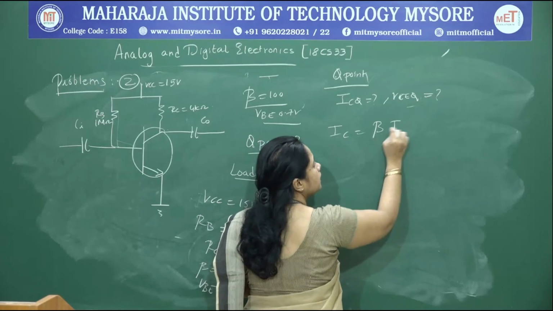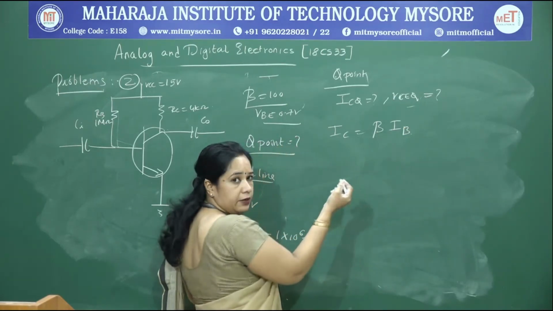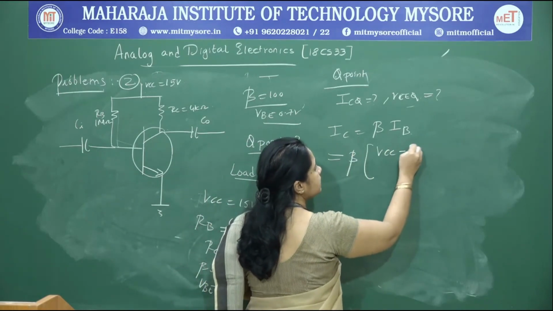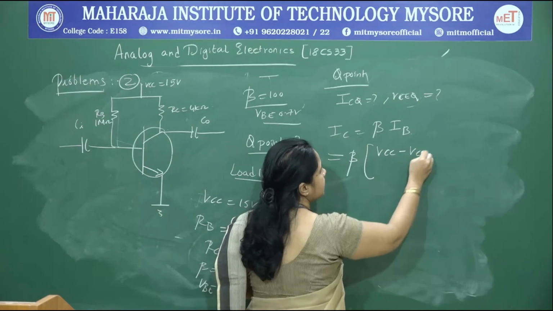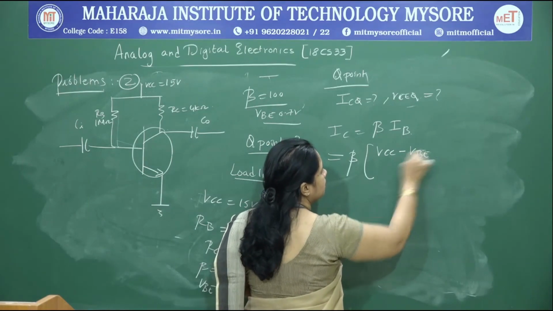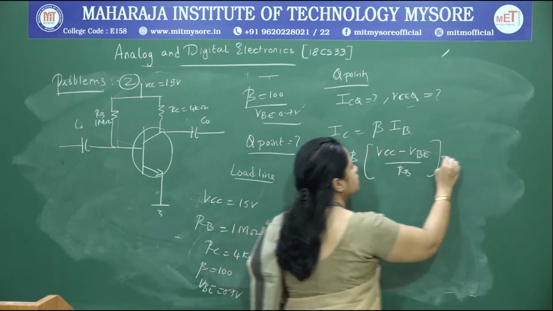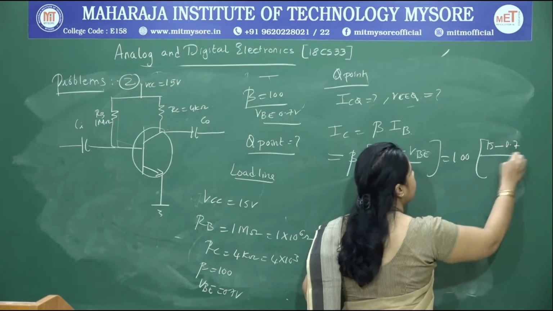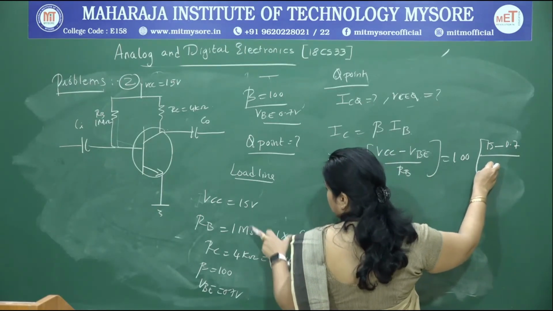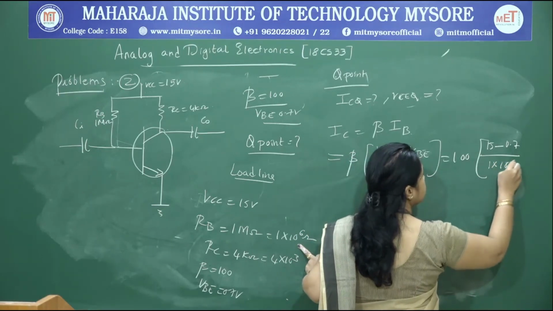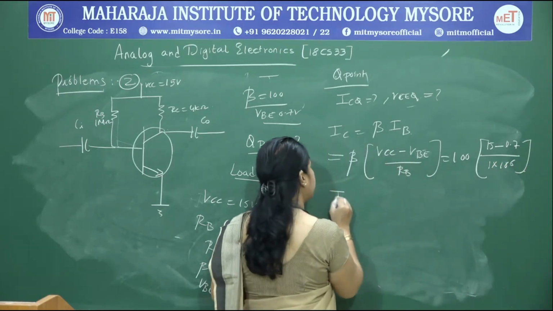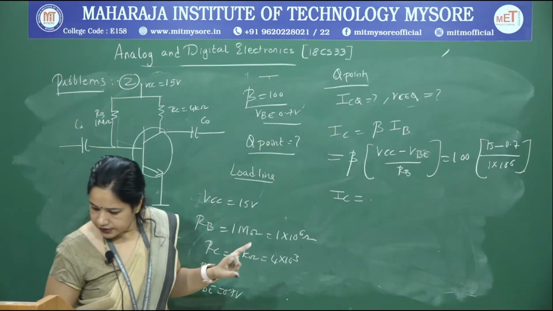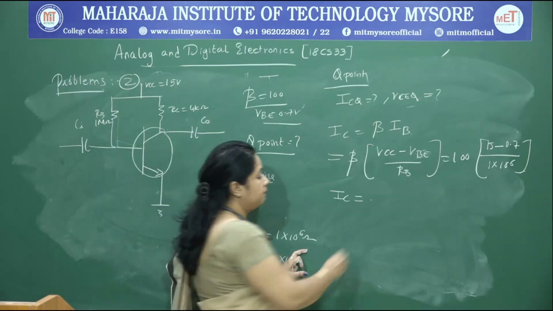To determine ICQ and VCEQ, what is IC? IC is beta into IB. What is IB? Because it is a fixed bias circuit, IC is beta into (VCC minus VBE) by RB. Substitute the values: 100 into (15 minus 0.7) divided by RB, which is 1 mega ohm, 10 power 6. I have already calculated this for you, so IC is going to be 1.43 milliamps.